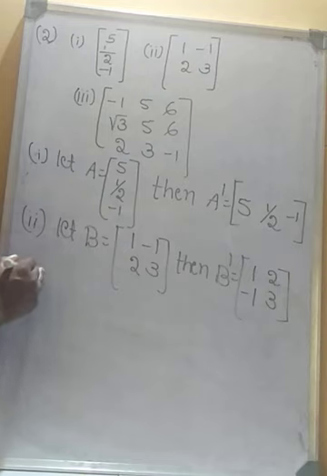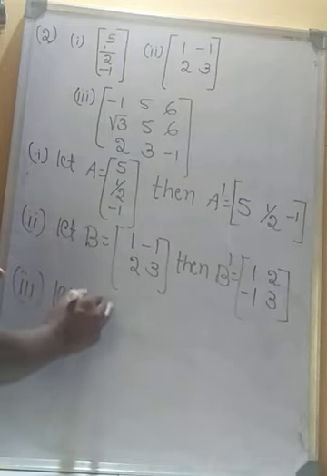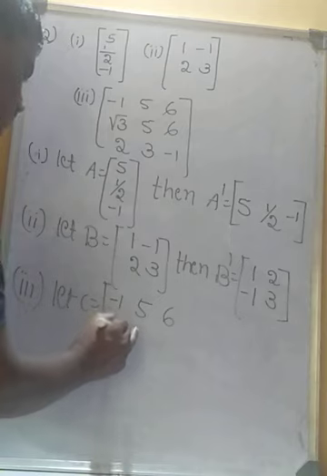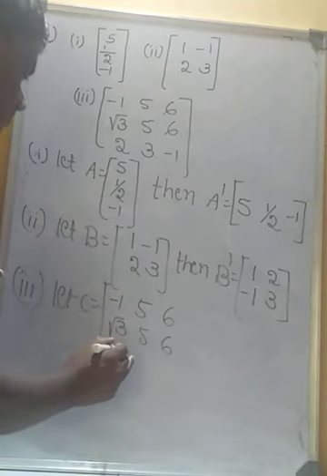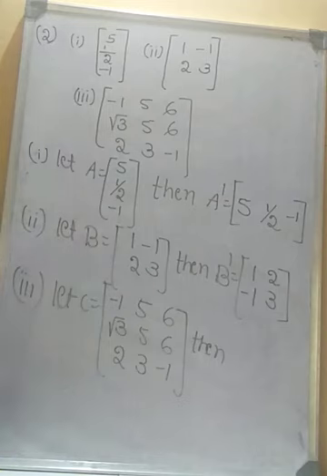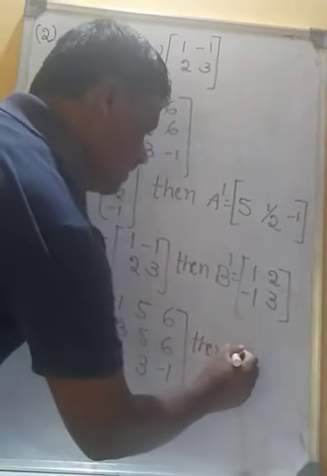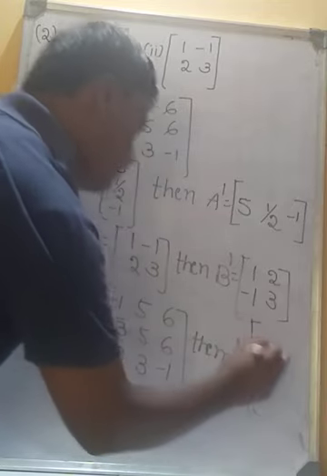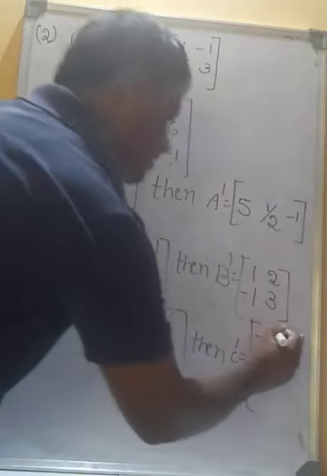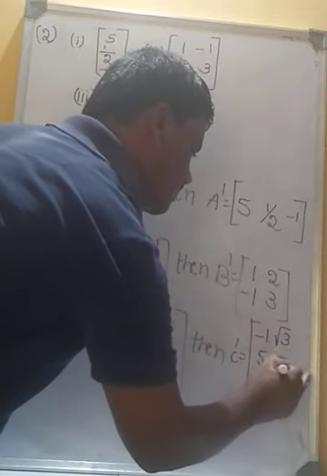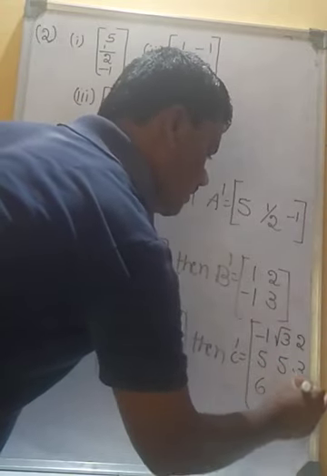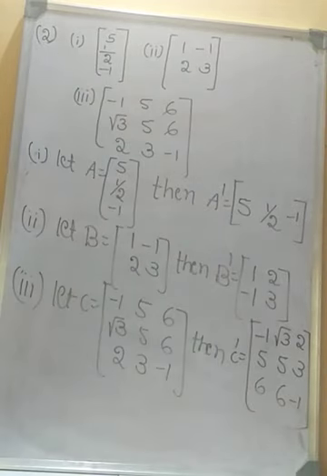Then the third one, matrix C is equal to -1, 5, 6; root 3, 5, 6; 2, 3, -1. Then the transpose of matrix C, C dash, is equal to: first row elements written in the first column, -1, 5, 6. Second row elements written in the second column, root 3, 5, 6. Third row elements written in the third column, 2, 3, -1. So that is the transpose of the matrices.